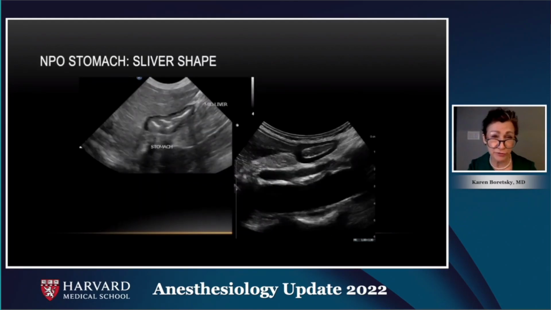These are examples of very small stomachs. These are patients who have truly been nil per os for the prescribed amount of time. And here's a sliver-shaped stomach with nothing in it, and the same thing over here. You can see this thick muscularis around the empty lumen.